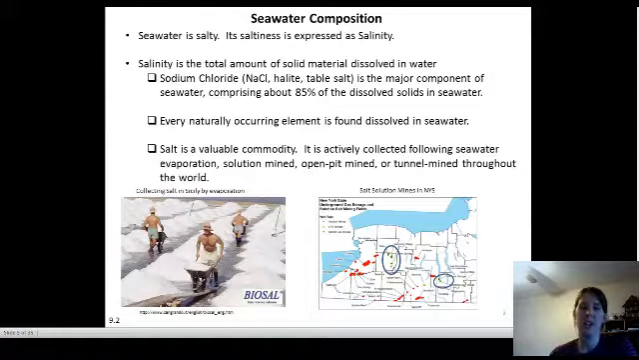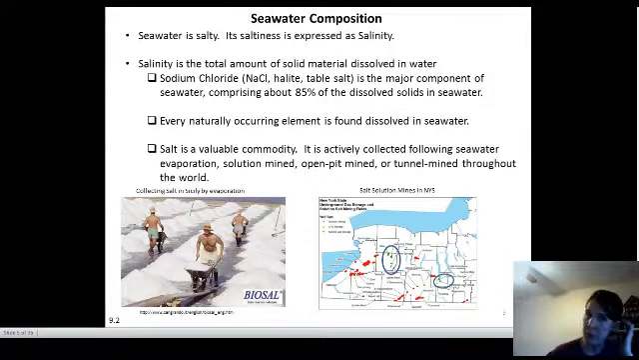The ocean has salinity to it. Seawater is salty, and this saltiness is expressed as salinity. Salinity is the term used to describe the total amount of solid material dissolved in water. Sodium chloride, also known as halite or table salt, is the major component, and it comprises about 85% of the dissolved solids in seawater. However, every naturally occurring element is found in seawater.